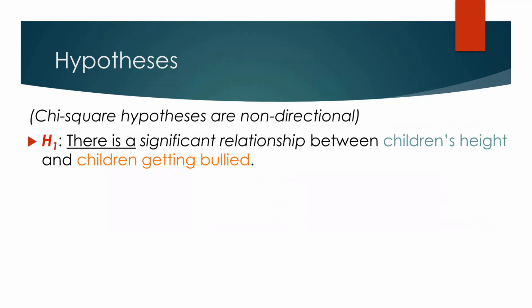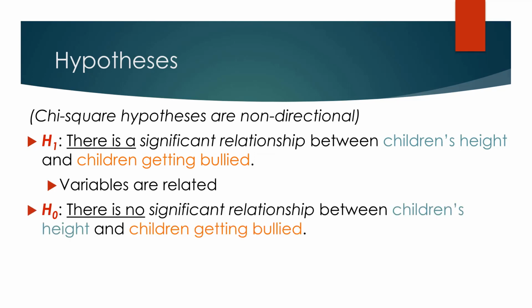Start with the alternative. Remember, the alternative says yes to the question. So is there a significant relationship between children's height and children getting bullied? There is a significant relationship between children's height and children getting bullied, okay? Essentially what this hypothesis is saying, to give you a little more clarity, is that the alternative is the one that says the variables are related to each other. Because if there is a significant relationship between them, it's saying that, well, the variables are related then. It's the affirmative.